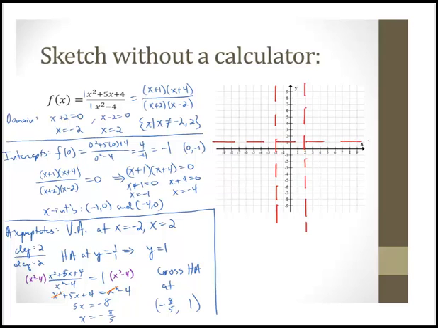Let's plot the points we know. We have a y-intercept at (0, -1). We have x-intercepts at (-1, 0) and (-4, 0). We also know that we cross the horizontal asymptote at (-8/5, 1). -8/5 is -1 and 3/5, so that's about here.